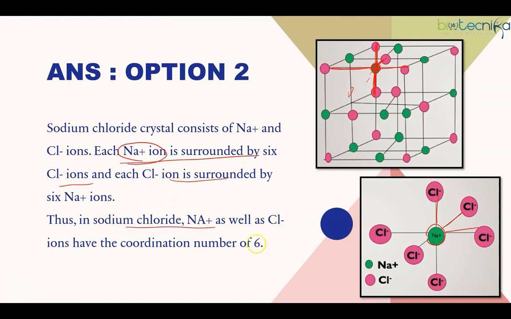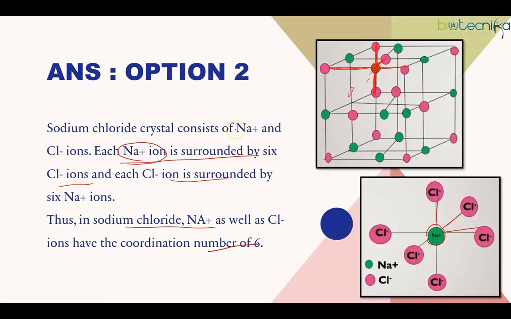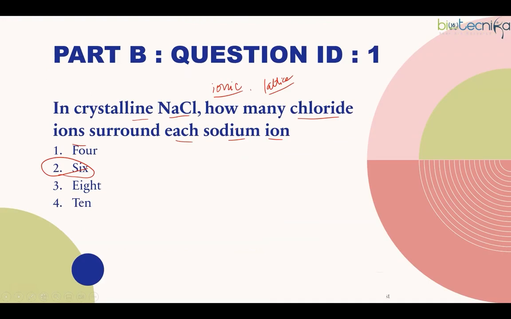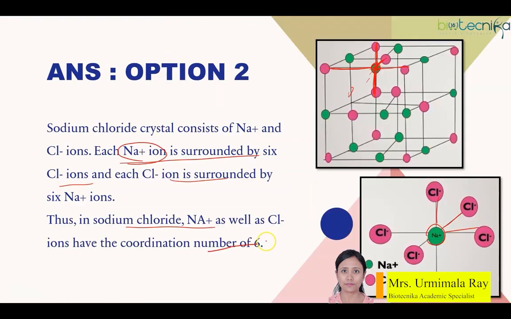Thus in sodium chloride the coordination number is 6. Here the correct answer would be option 2. This is from subunit 1A, that is structure of atoms, ions and molecules and also chemical bonds.